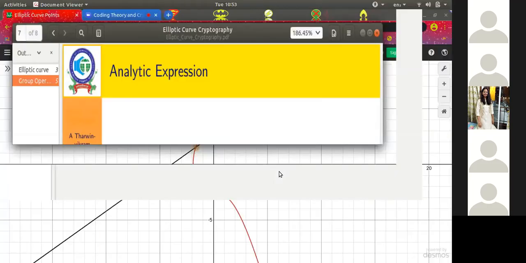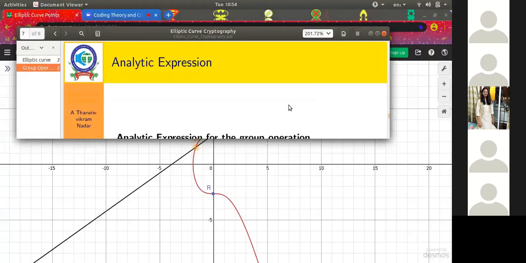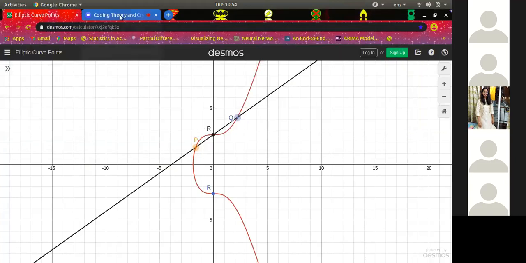Okay. Anything else you want to say? One more question I wanted to ask: is the elliptic curve an abelian group? It is. Okay. But earlier you said you take a cyclic group. Yes, it is a cyclic subgroup of it.